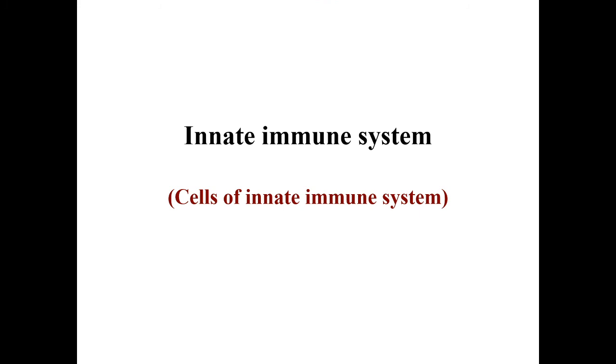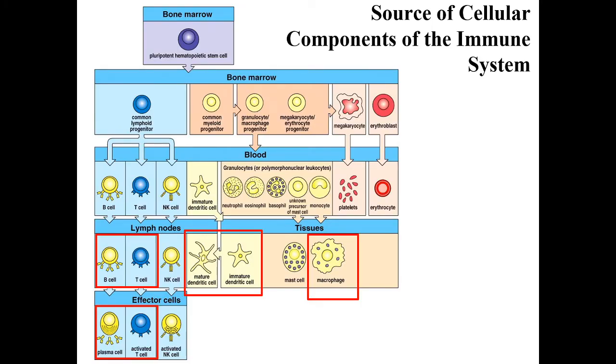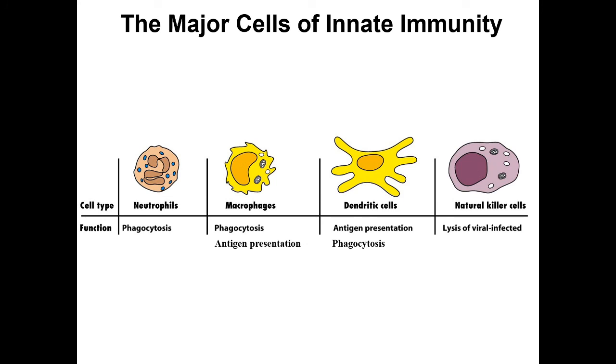Now we will discuss our innate immune system in the context of cells, right? That means cells of our innate immune system. In the previous slide, you can see many different types of cells. You don't need to remember all of those, but only a few things. Here you can see neutrophil, macrophage, dendritic cells, and natural killer cells. Those are very important cellular components of our innate immune system.